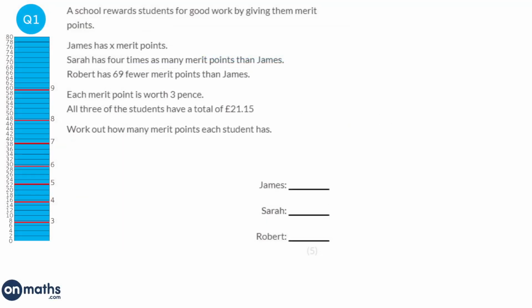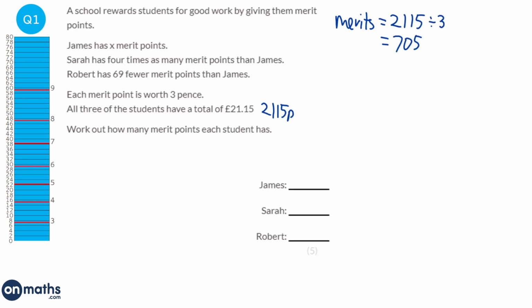There's a lot going on with this question, so I'm going to start off by looking at the total amount of money. I'm going to do this in pence, so 2,115 pence. If each merit point is worth 3 pence, then we can work out the number of merit points by doing 2,115 divided by 3. That gives us 705, so there's 705 merit points.